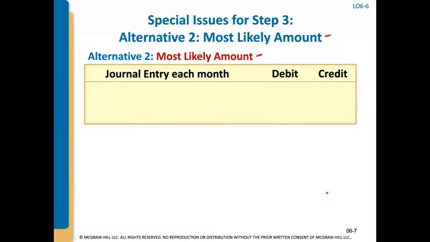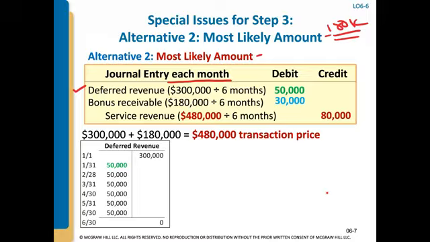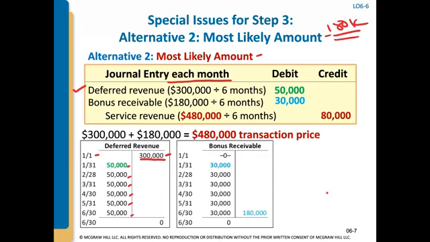So when we look at the most likely outcome, which is the full $180,000 of bonus we expect to receive, at the end of each of the 6 months, this is what we're going to record. We are going to debit deferred revenue for $50,000 each month. On 1/1/27, we credited deferred revenue for the $300,000. We received that cash. And so when we divide that by 6, we get $50,000. So we're going to debit that account by $50,000 for the next 6 months. And additionally, we're going to debit bonus receivable for $30,000. The way we get the $30,000 is we take the full bonus amount that we think we're going to receive, which is the full $180,000, and divide by 6 months, which is $30,000. So at the end of each month, we're going to debit bonus receivable for $30,000.